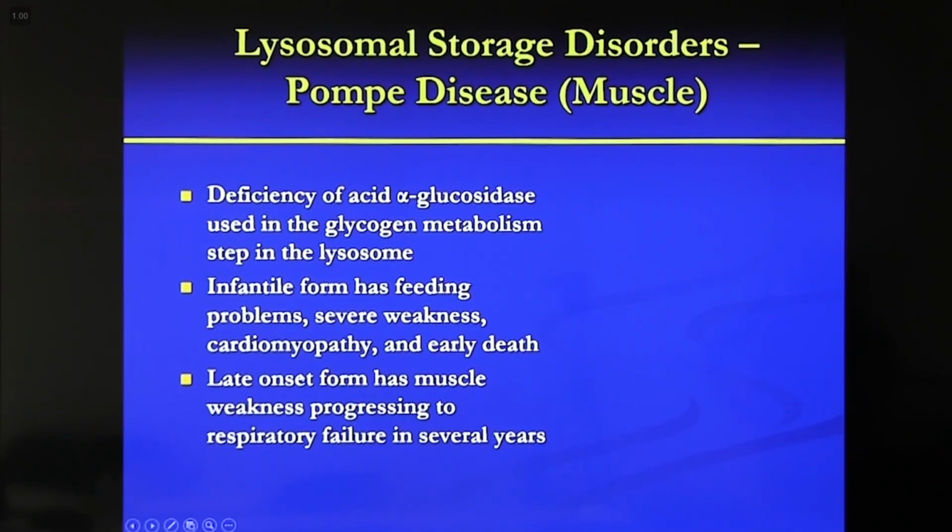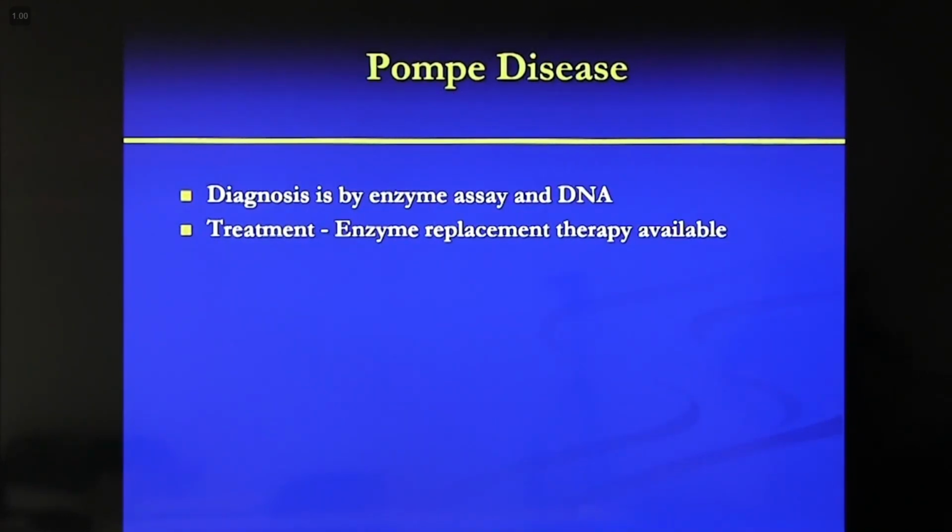So the late onset form, which you could have even into adulthood, has progressive weakness progressing to respiratory failure. And you can imagine that if you had a milder mutation, then you could possibly get a late onset form. The diagnosis, again, is by enzyme assay and DNA, and there's enzyme replacement available.